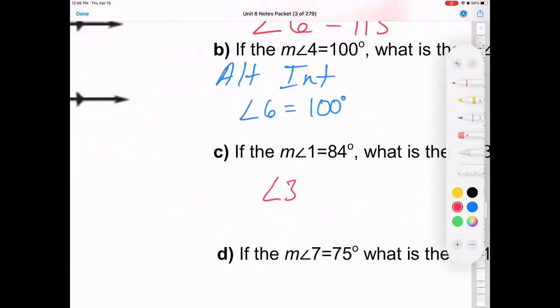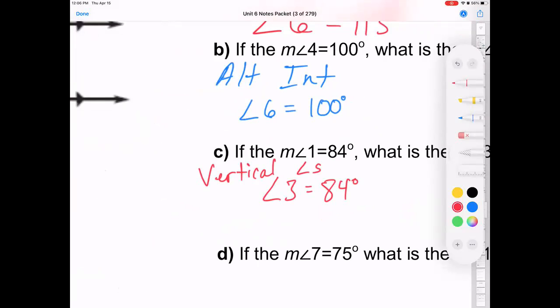Angle 3 is 84 degrees because of vertical angles. Vertical angles are always congruent every time. Yes, you do need to classify the name type. So you do have to state that.